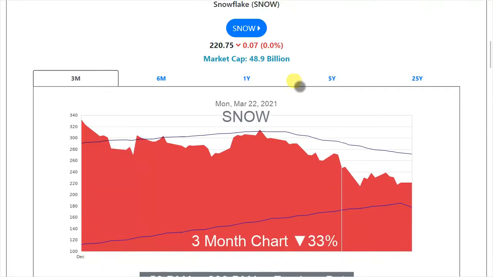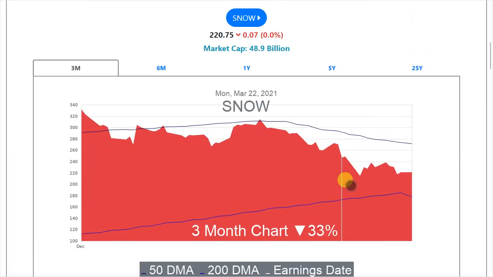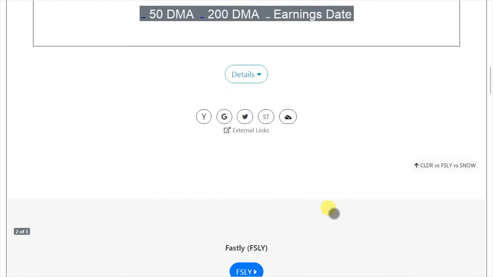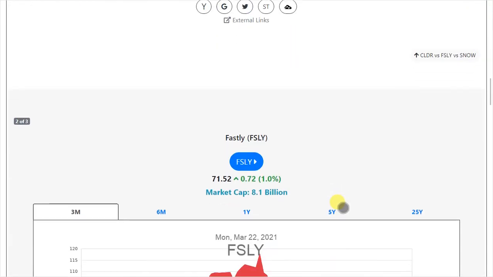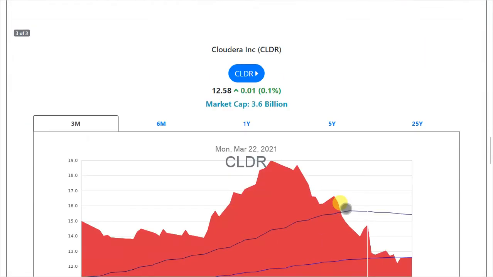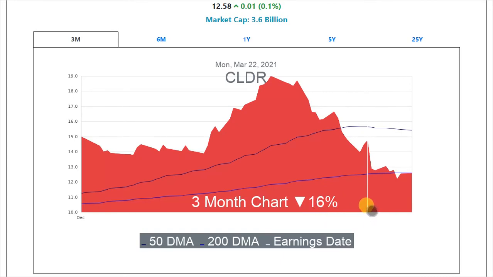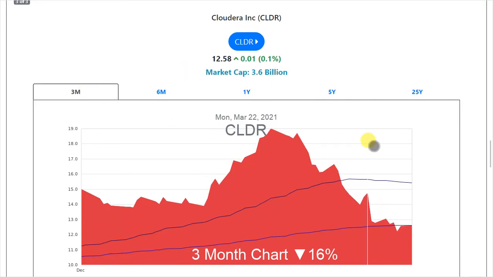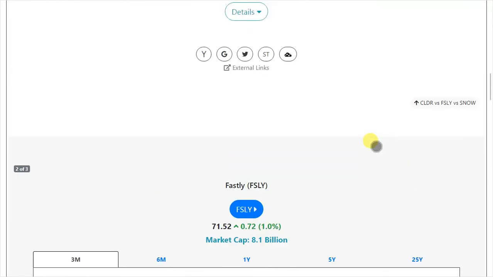Okay, so Snowflake is down 33% in the last 3 months. That's a lot. And then Fastly is down 29%. So we've got down 33%, down 29%, and Cloudera is only down 16% in the last 3 months. So it's not as bad, right? I just wanted to point out a few things, talking about the market cap over the last 3 months. Cloudera is down, but it's not down nearly as much as the other two.